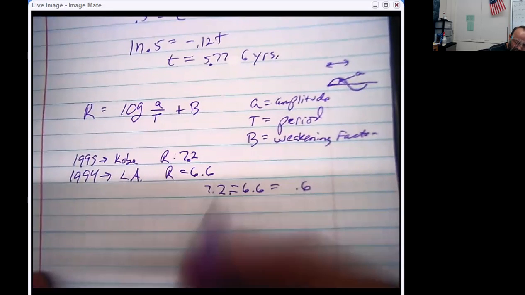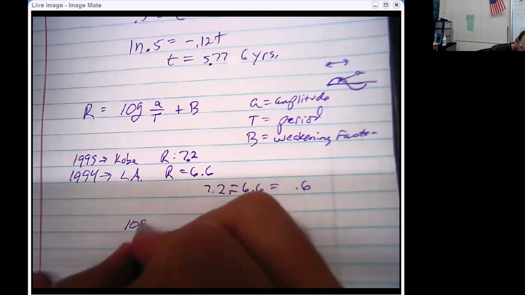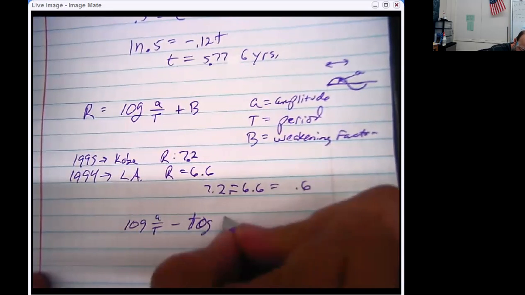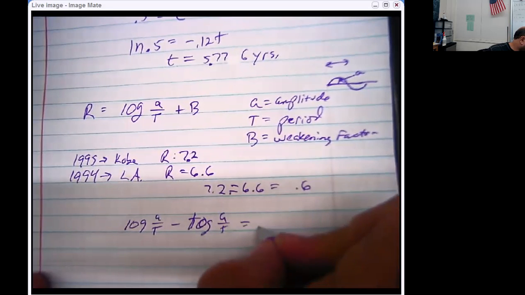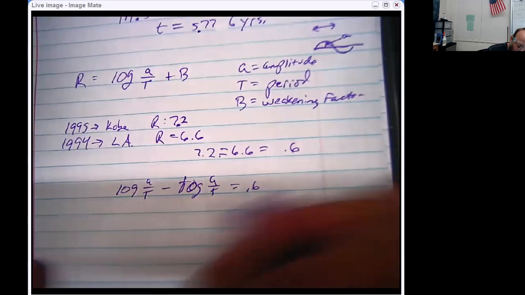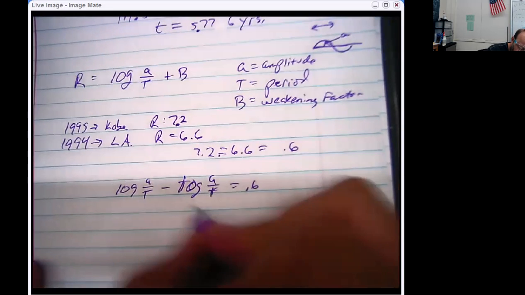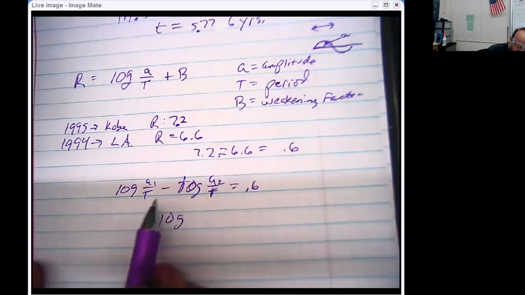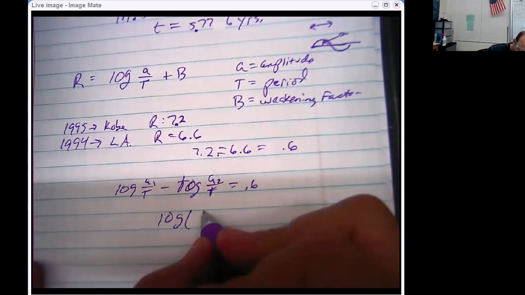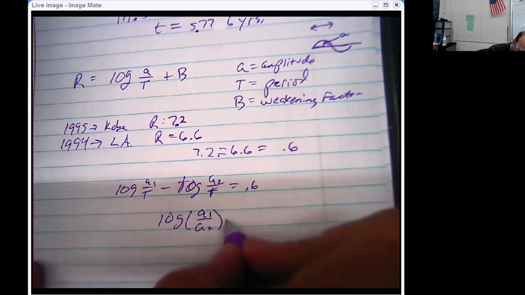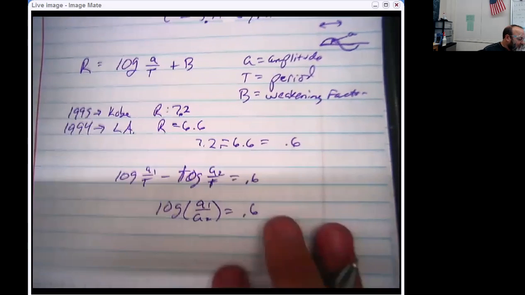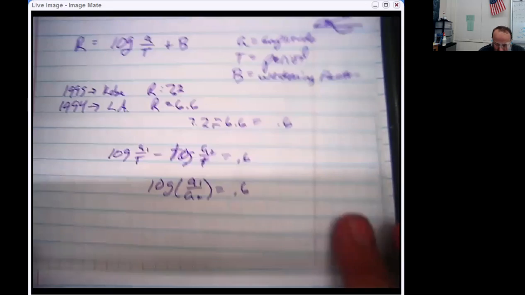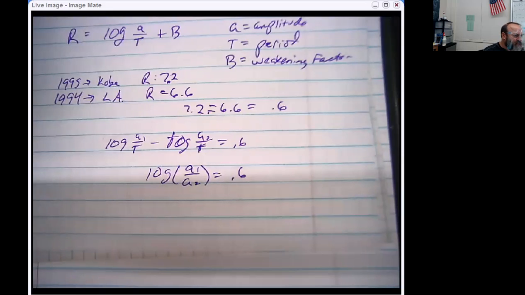So if you take a look at these equations, then the log of A over T minus the log of A over T was supposed to be about 0.6. If you go through the problems and put them together, keep in mind that when you subtract logs, that allows you to divide. You end up with this thing right here equaling 0.6. Now, it so happens that the period was the same in both. It was really the amplitude, the amount of movement, that was different.